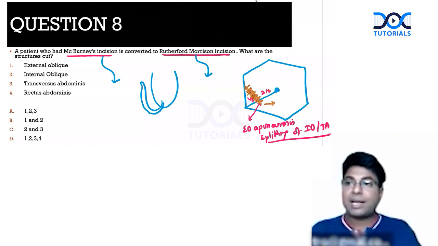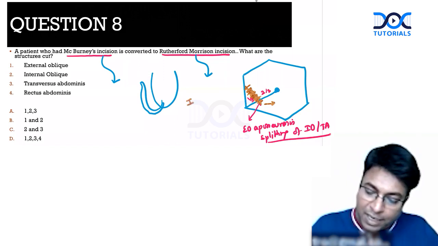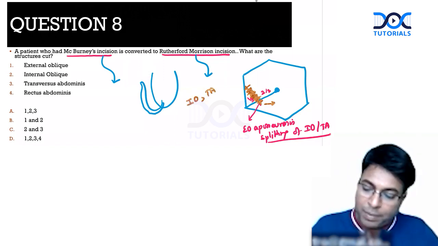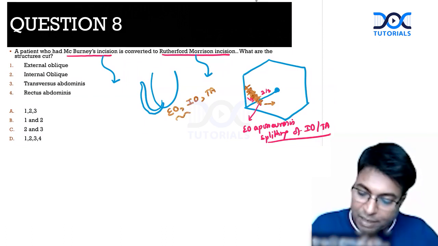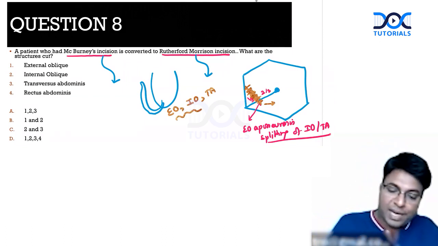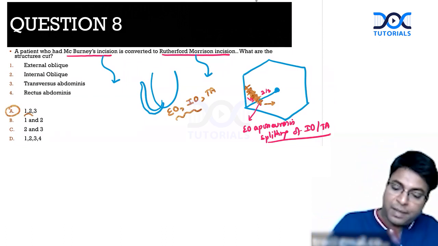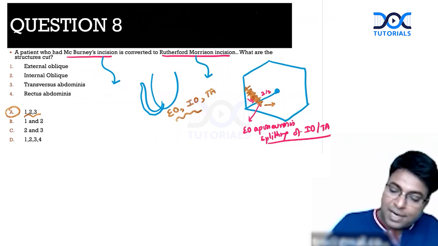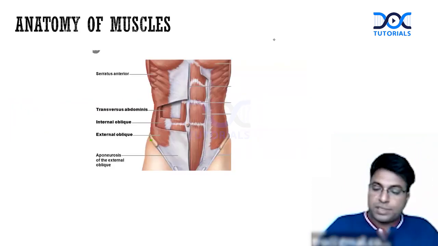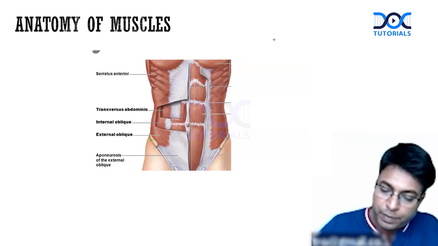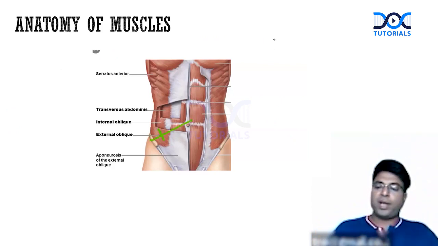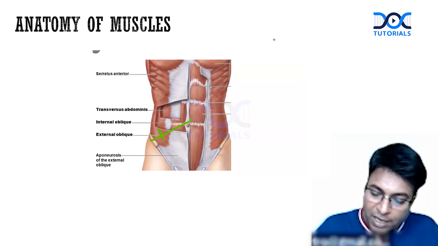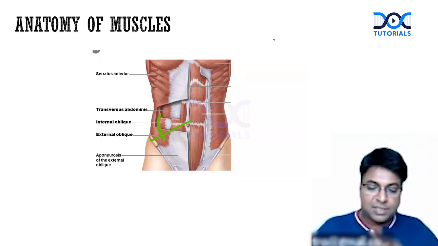What are the muscles I will cut now? I will cut internal oblique and transverse abdominis. And please remember, external oblique may also be cut because the muscle starts there. So the answer is 1, 2, 3. If you want to understand this, you should understand this anatomy. So this is a picture showing you McBurney's line. So this is McBurney's point. I will start cutting it, which means I will cut the muscles like this. So all the 3 muscles will be cut.